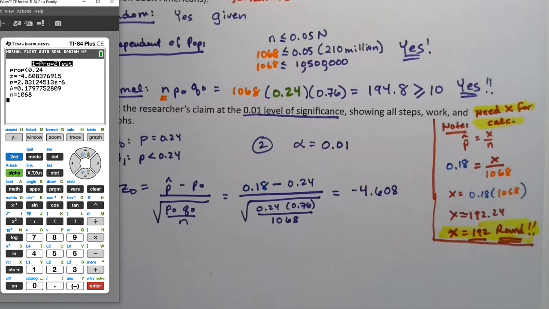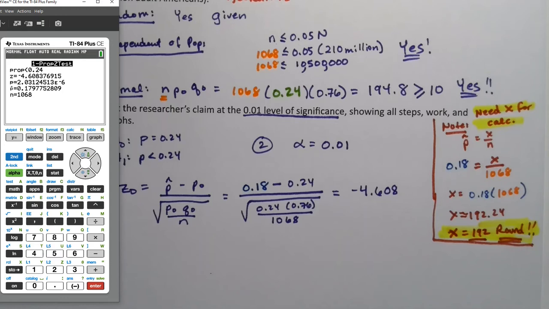All right, and it gave us a p-value too, right there. See where it says p-value or p equals? That's the p-value. And there's p hat, which is basically 18%. It's rounded, but 18%. And then there's n, which is 1068. So we need the top two numbers, really. We need the negative 4.608 and the p-value, which is the second line, 2.03 e negative 6.